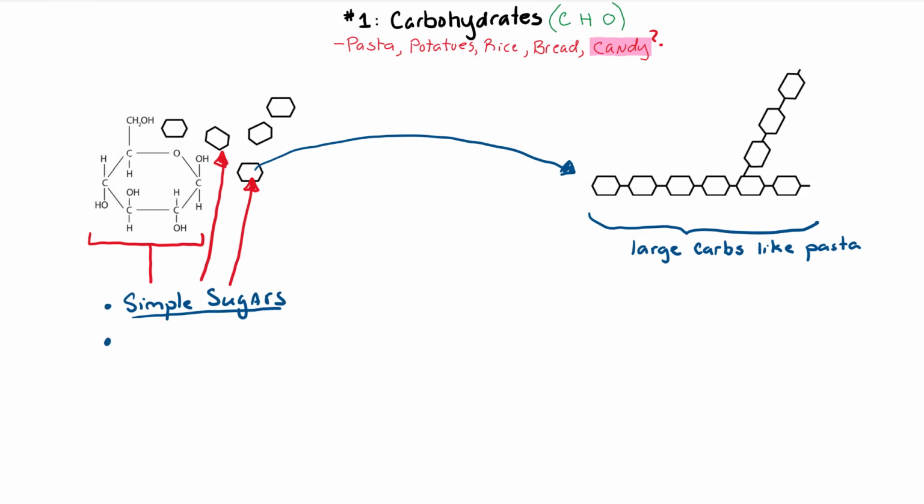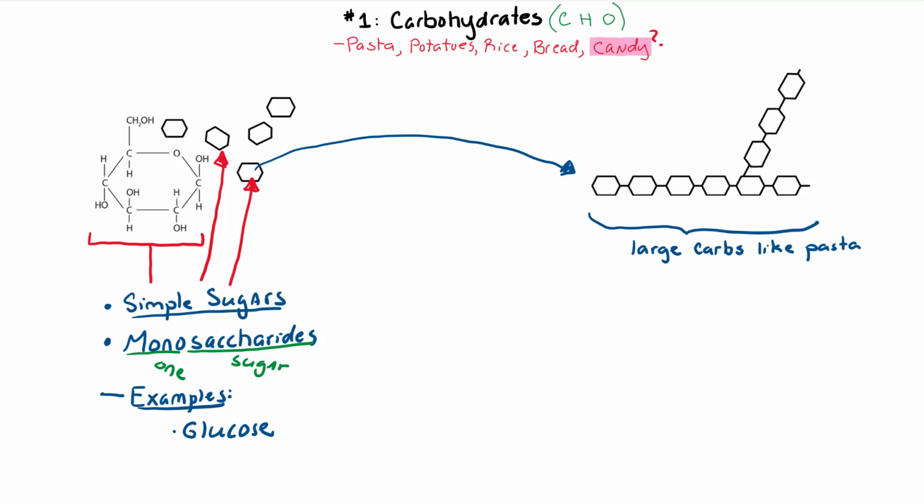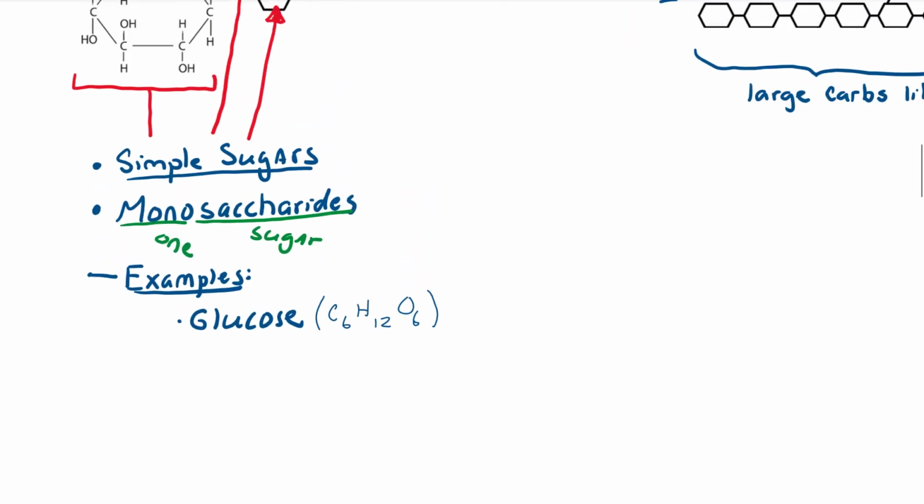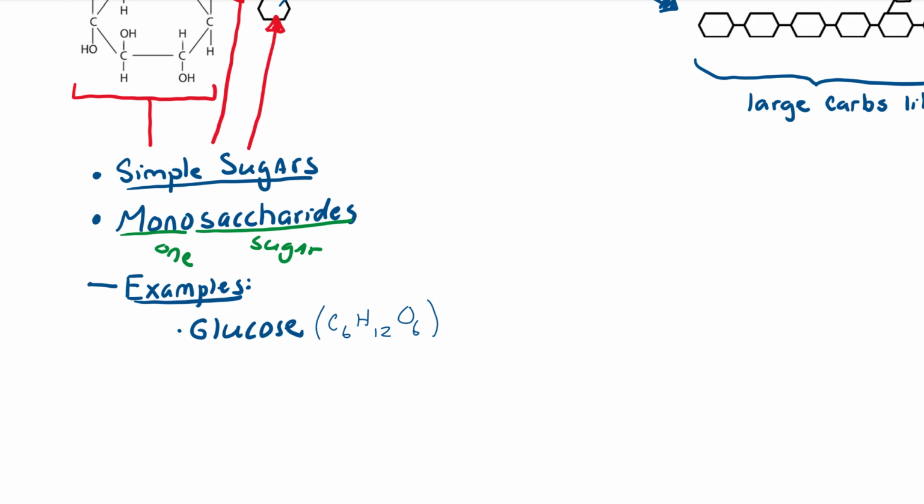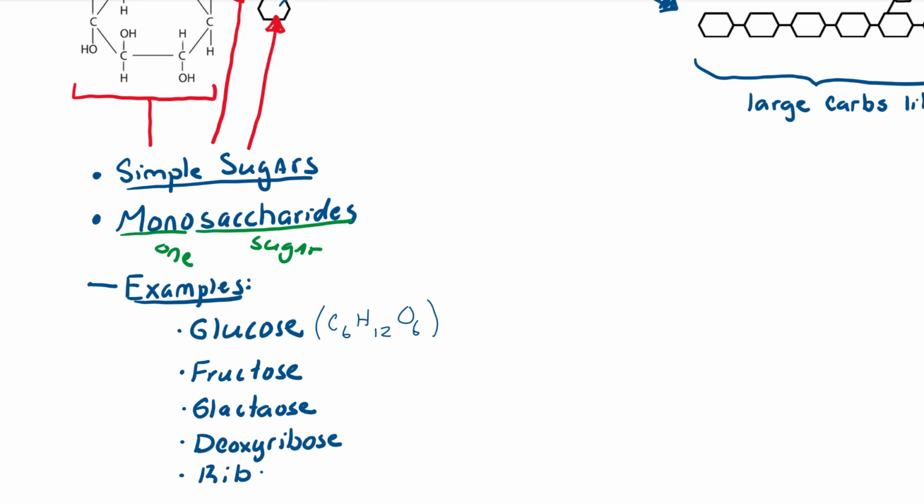These single geometric rings or single hexagons, simple sugars, they're known as monosaccharides. The word mono refers to one, saccharide refers to sugar, because each of those rings is one sugar. Some examples of monosaccharides, the most famous, glucose, C6H12O6. Some other examples are fructose, galactose, deoxyribose, found in DNA, and ribose, which is found in RNA.